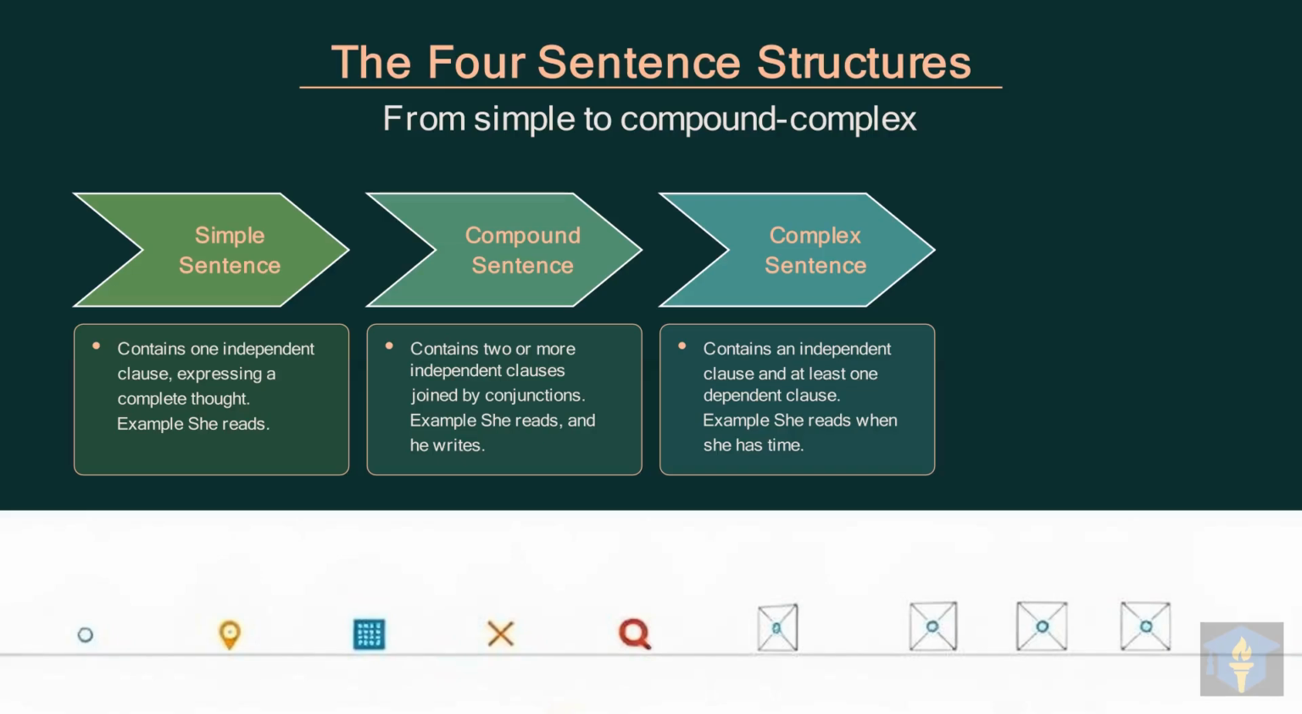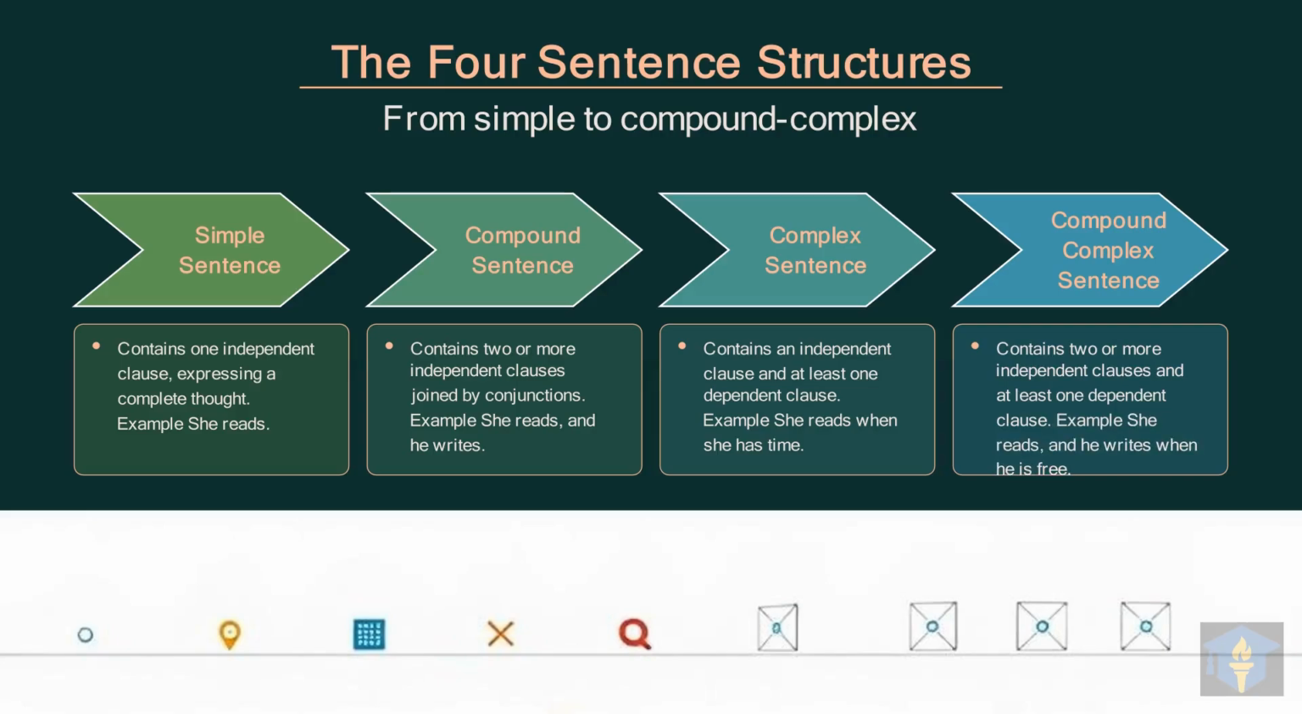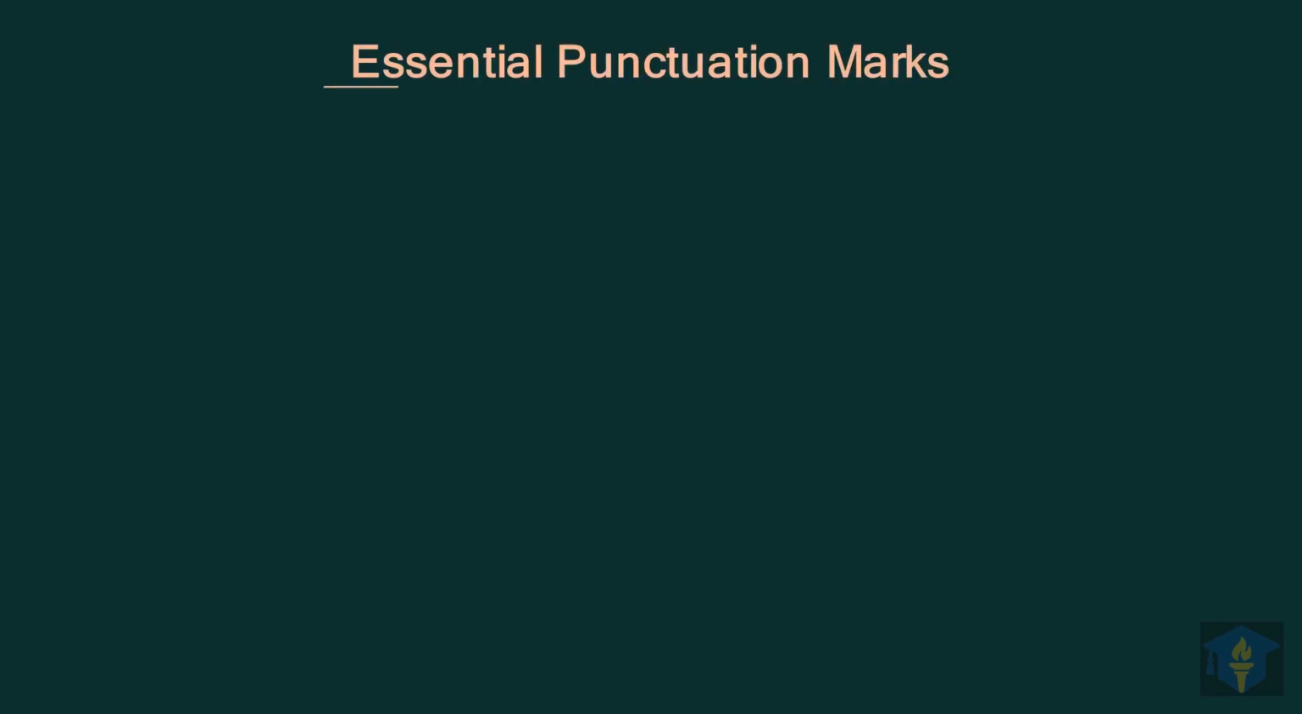For example, "she reads when she has time." Finally, a compound complex sentence has 2 or more independent clauses and at least one dependent clause. This complex structure combines multiple independent clauses with at least one dependent clause, like "she reads," and "he writes when he is free."